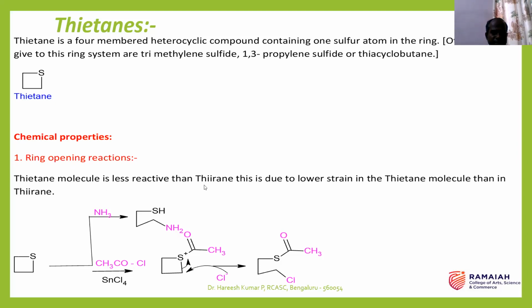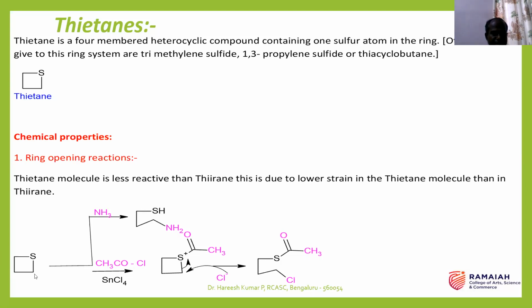The thietane molecule is less reactive compared to thiirane. Thiirane is a three-membered ring with sulfur. That means thiirane is more reactive compared to the four-membered sulfur-containing ring, thietane. It is due to lower strain. Thietane has less strain compared to thiirane. Okay, so let's look into the ring opening reactions.